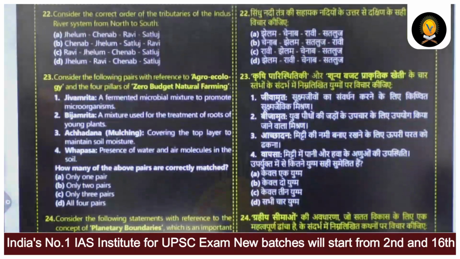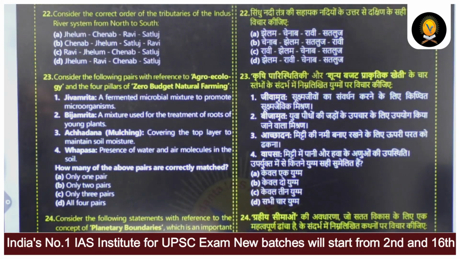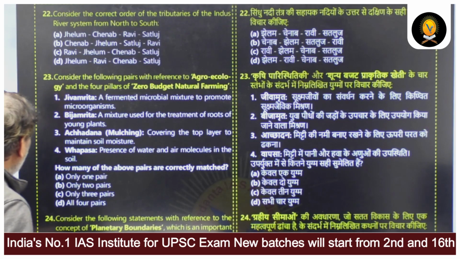Now, consider the following pairs with reference to agroecology and the 4 pillars of zero budget natural farming. Jivamitra, a fermented microbial mixture to promote microorganisms, correct. Bijamitra, a mixture used for the treatment of seeds and roots of young plants, correct. Achadana, mulching, covering the top layer to maintain soil moisture, correct. Vapasa, presence of water and air molecules in the soil. Okay. So, all 4 pairs are correct.